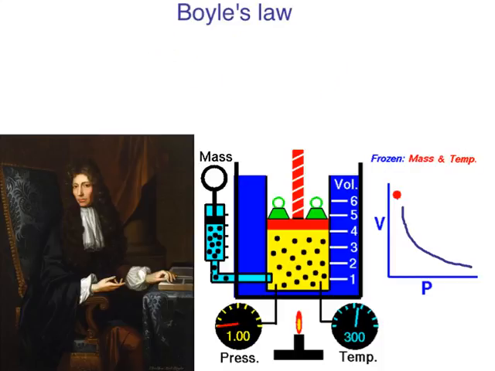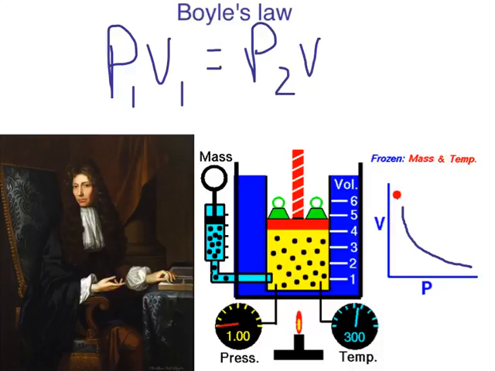So what he developed was an equation that looks something like this. P1V1 is equal to P2V2. And that is what we call Boyle's law.